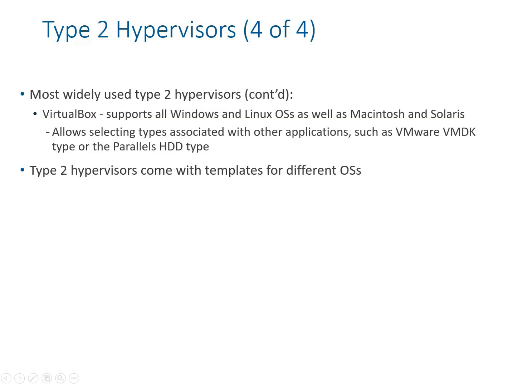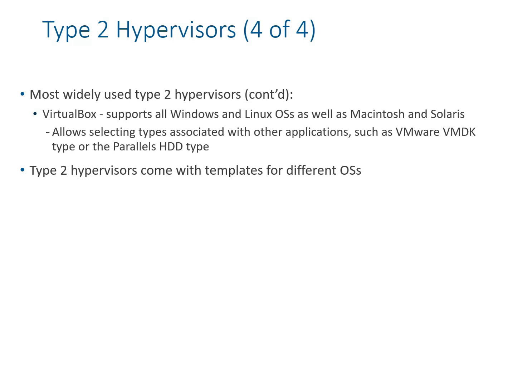Now, type 2 hypervisors are mostly widely used these days because we are using VirtualBox in most of the machines, which is an open source software available from Oracle. It supports Windows and Linux as well as Macintosh and Solaris. It allows selecting different types associated with other applications like VMware, VMDK, which are VMware products, or if you have any virtual machines from VMware Workstation, they can be imported in this one, and it can even import the Parallels hard disk, which is a Macintosh based virtualization software.